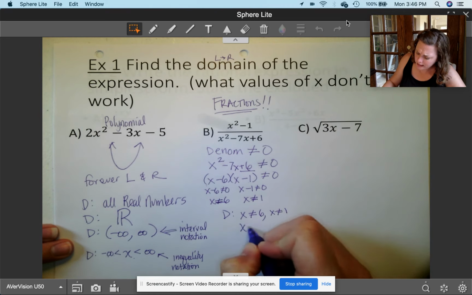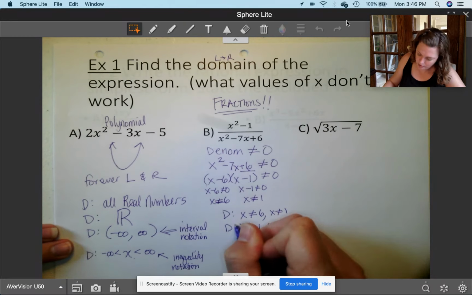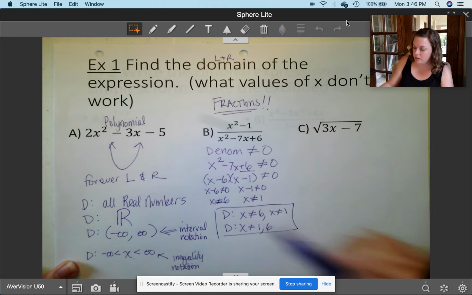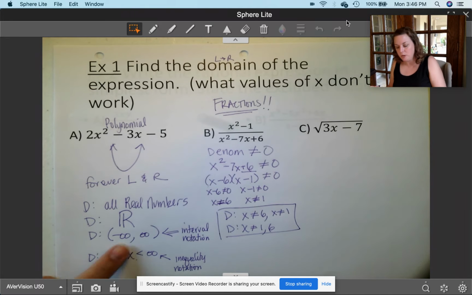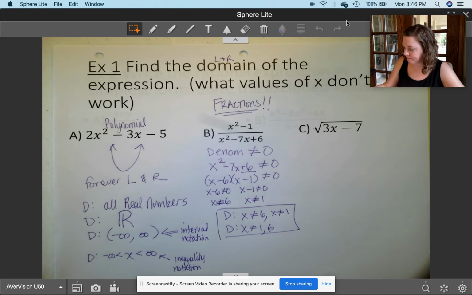You might be able to write x cannot equal 1 or 1 comma 6. That also probably works just fine. I think I understand that as well. So either one of those works for writing the domain. You can do it using interval notation, but we'll talk more about that later.